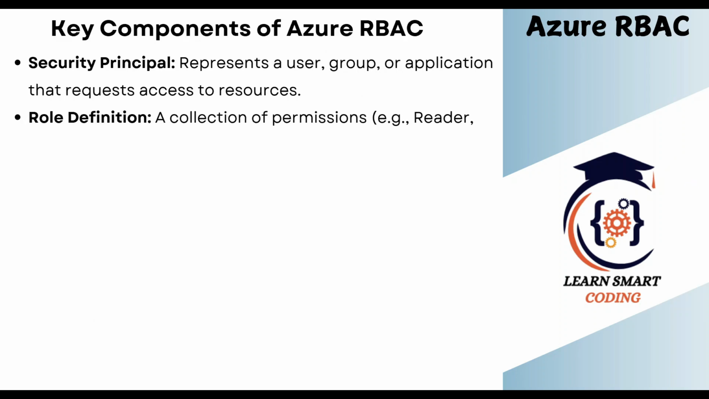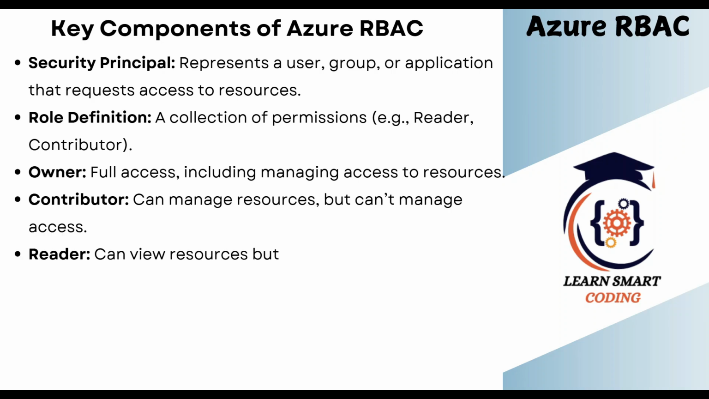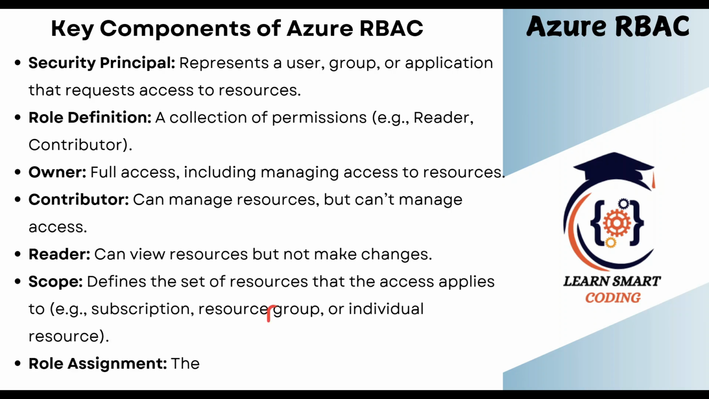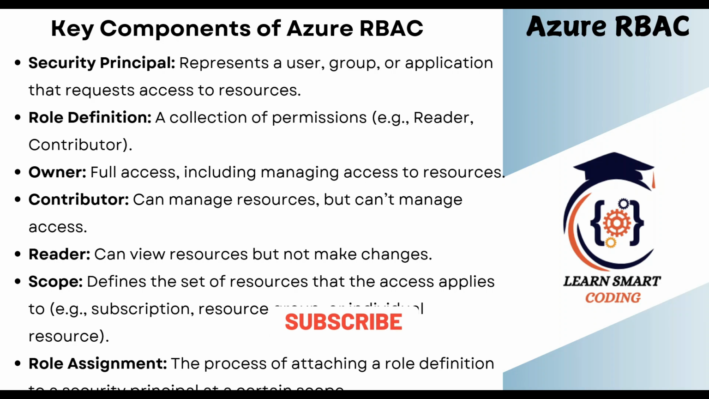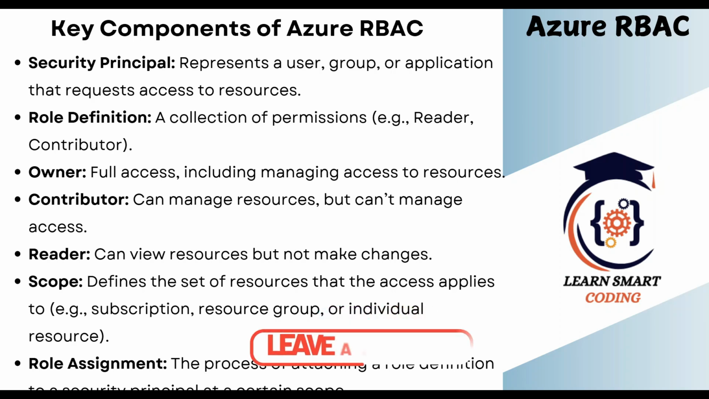Now let's talk about the key components of Azure RBAC. First, the security principal. It represents a user, group, or application that requests access to the resources. Then the role definition, a collection of permissions. It could be reader, contributor, or even a custom role. There is also owner, which is full access, including managing access to the resources. The contributor role can manage the resources but can't manage the access. Reader is view access only. They cannot make any change.